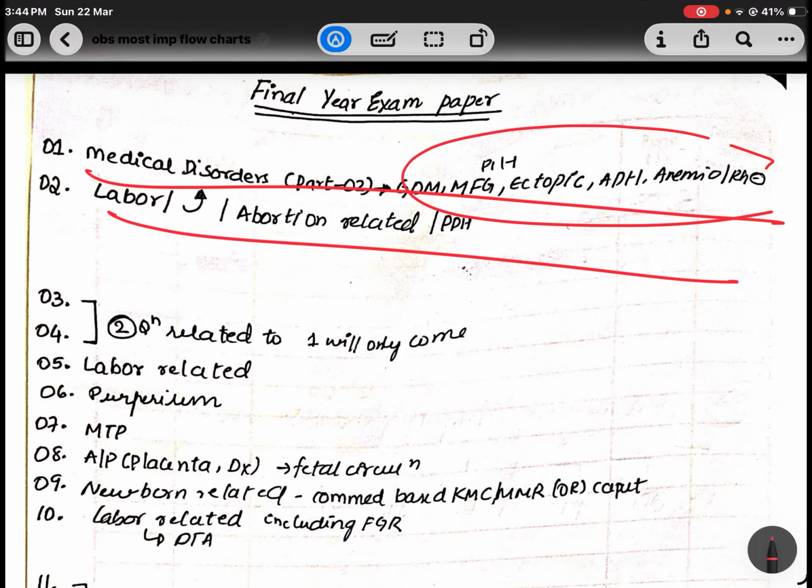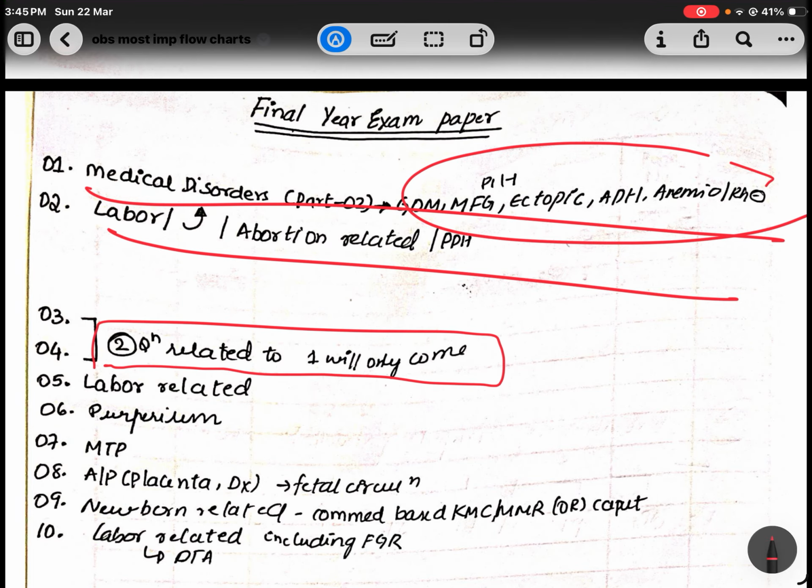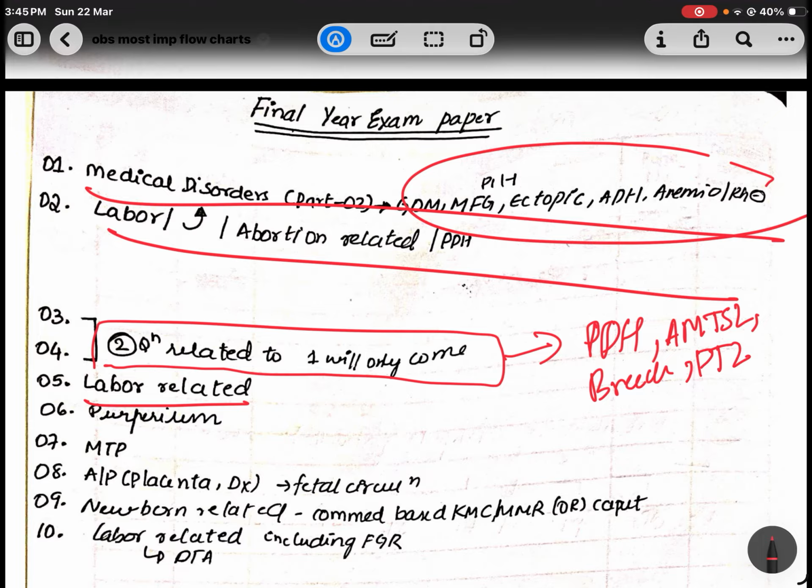These are the other probable questions which can come for a 10 marker itself, and these are the questions which they can ask for your labor part. Here what I mean is that two questions related to one will come. Then someone asked, what do you mean by labor related things? I mean that I have not mentioned PPH here, though I have mentioned PPH, AMTSL, then breech delivery, then preterm labor. There are a lot of questions here. The important thing is you should know all the flowcharts which are given above, and also a few important things which you feel are important, you can revise that part also.